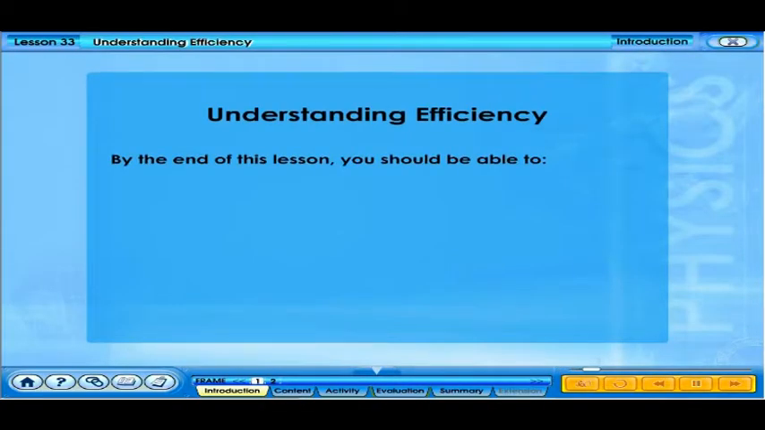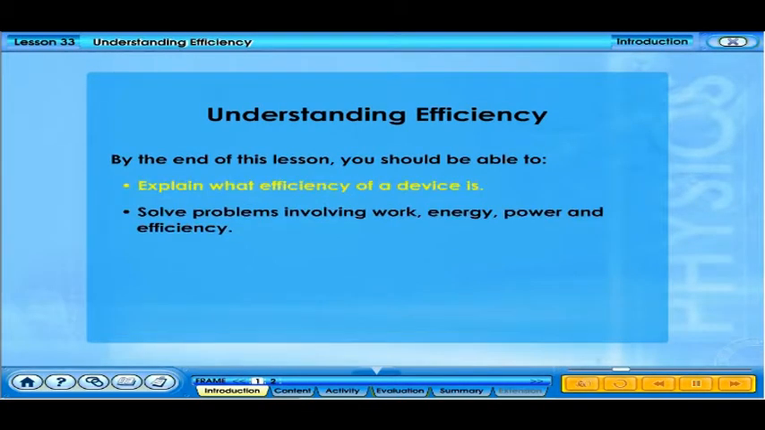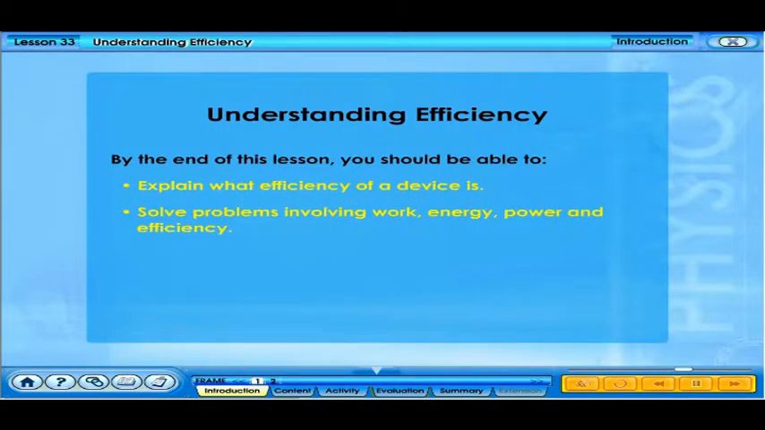By the end of this lesson, you should be able to explain what efficiency of a device is, and solve problems involving work, energy, power, and efficiency.